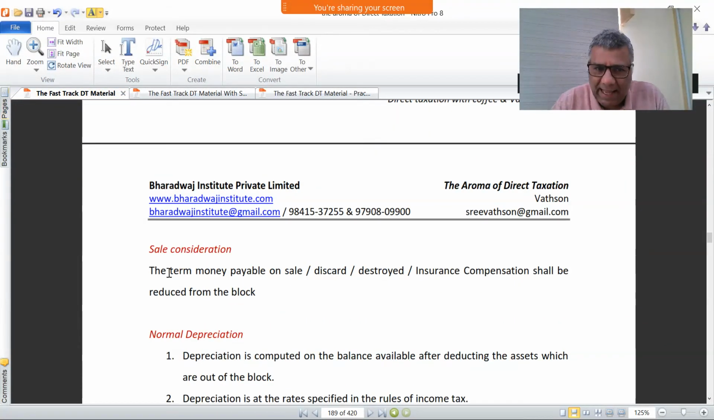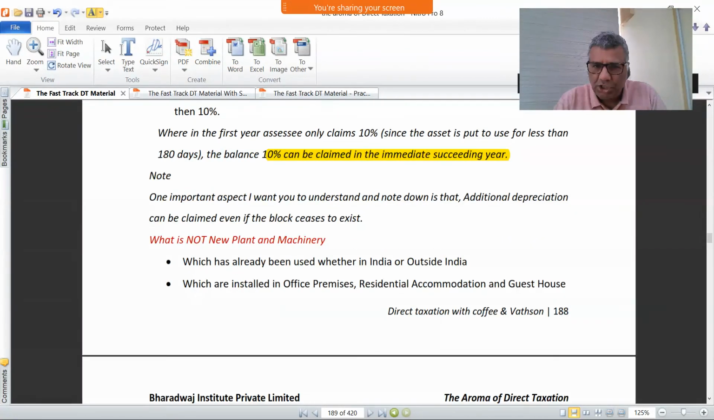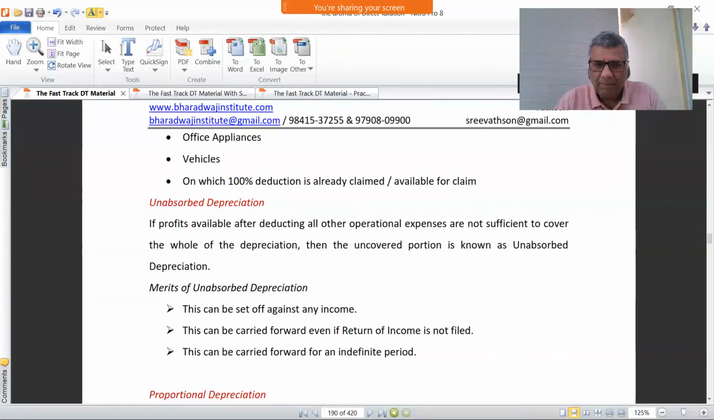So sale consideration of the asset will also include insurance compensation, because in capital gains we will see this insurance compensation is also part of it. Am I clear to you? So normal depreciation, additional depreciation, now comes an interesting and unique concept called unabsorbed depreciation.